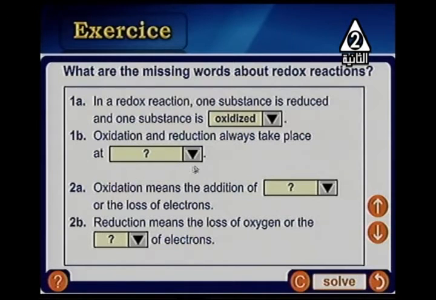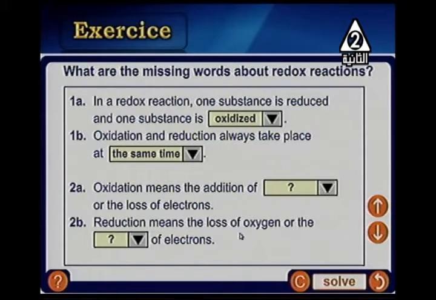So does oxidation and reduction always take place at the same time or at different times? We have them at the same time, because both of them take place in the chemical reaction; oxidation and reduction always take place together. So at the same time, in the same reaction, if I have oxidation, I have reduction. If I have reduction, I have oxidation. So it is about this one.